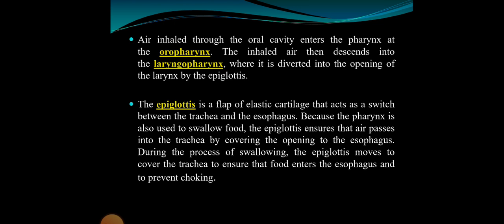Because the pharynx is also used to swallow food, the epiglottis ensures that air passes into the trachea by covering the opening of the esophagus. During the process of swallowing, the epiglottis moves to cover the trachea and ensure that food enters the esophagus and to prevent choking.